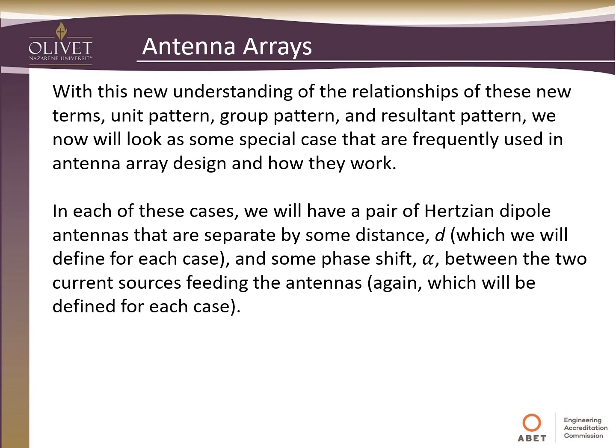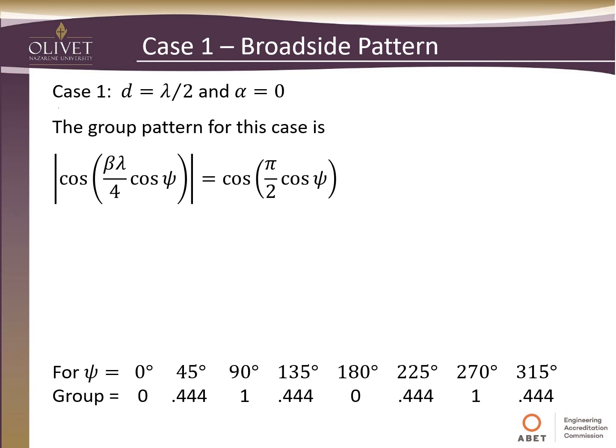So let's look at these cases. For case 1, this is what's commonly known as a broadside pattern. In this case, the separation between the two antennas is lambda over 2, and the phase difference is 0. There is no phase difference.